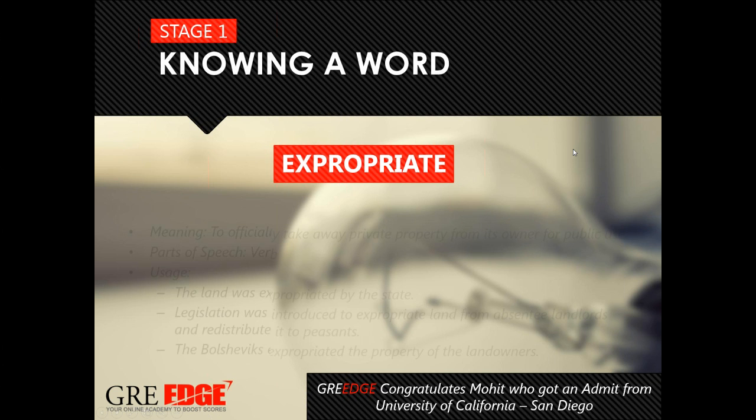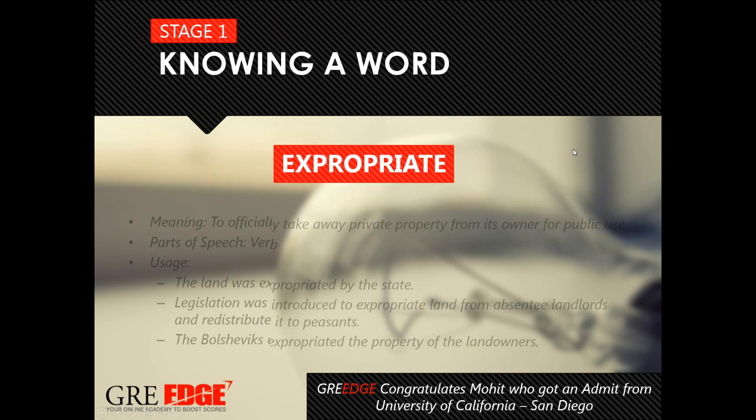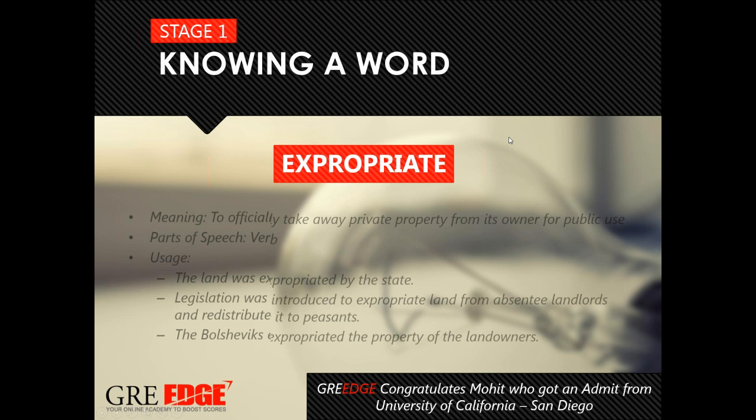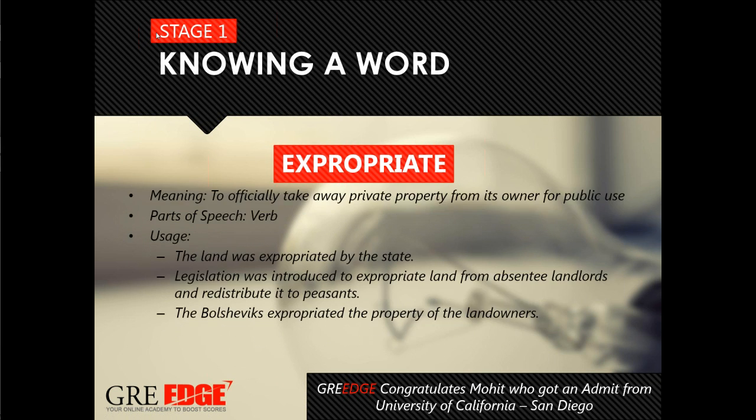The first thing you have to do is know its meaning. Just like we usually look it up in a dictionary, we have to find out its meaning. The meaning is to officially take away private property from its owners for public use. To take away private property for public use is called expropriation. The part of speech here is verb. Can anyone tell me why it is a verb?